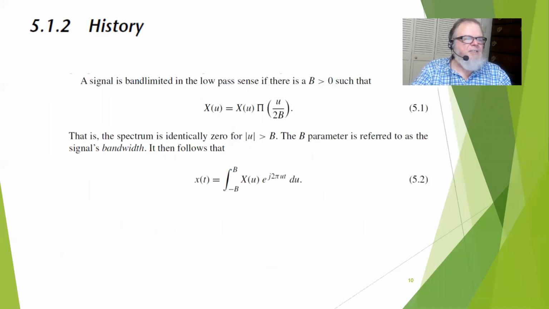So let's continue with the history and some of the definitions, at least in the parlance of the mathematics of Fourier analysis that we have looked at. We say that a signal is band-limited if its spectrum can be written as shown here. Now, what does that mean? Well, we have a spectrum, and it has a bandwidth of B. So it goes from minus B to B. So we have this spectrum here, and this is the X of u.